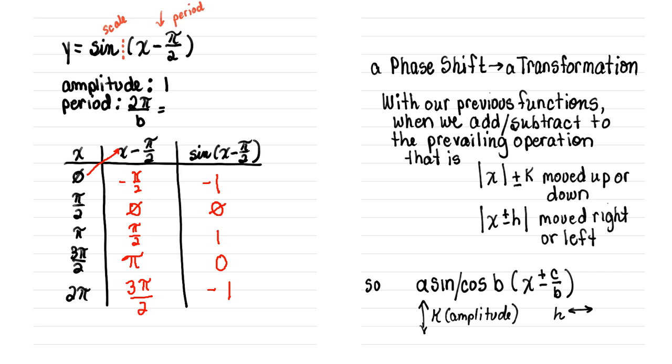With our previous functions, when we added and subtracted to the prevailing operation, that k moves it up and down, and the h on the inside here moves it left or right, what we call a phase shift. So we have this important form for either sine or cosine: if you have something in front of it, the a, that's going to give you the amplitude. Something in front of the parentheses is going to give you the period, and then inside the parentheses is going to give you the place that you start, the h.